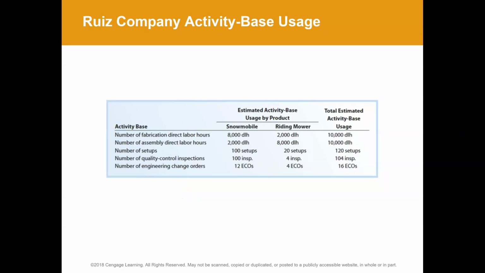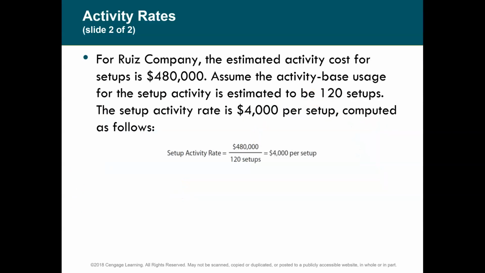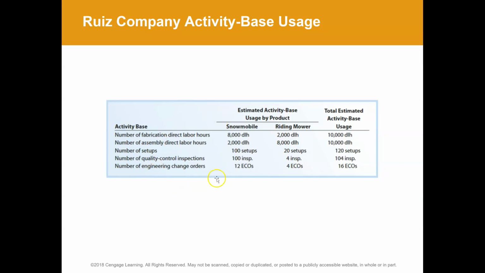So now remember we've got 120 setups here. When we allocate that by product, we've got 100 setups for the snowmobile, 20 setups for the riding mower. There's our 120. And here are the fabrication hours, assembly, the setups, quality control inspections. You've got 100 inspections here for the snowmobile. It's a lot compared to 4. And then change orders, they've got 12 change orders compared to just 4 for the riding mower. So that's going to make a really big difference in the costs. This is the example from the book too, if you wanted to read it.